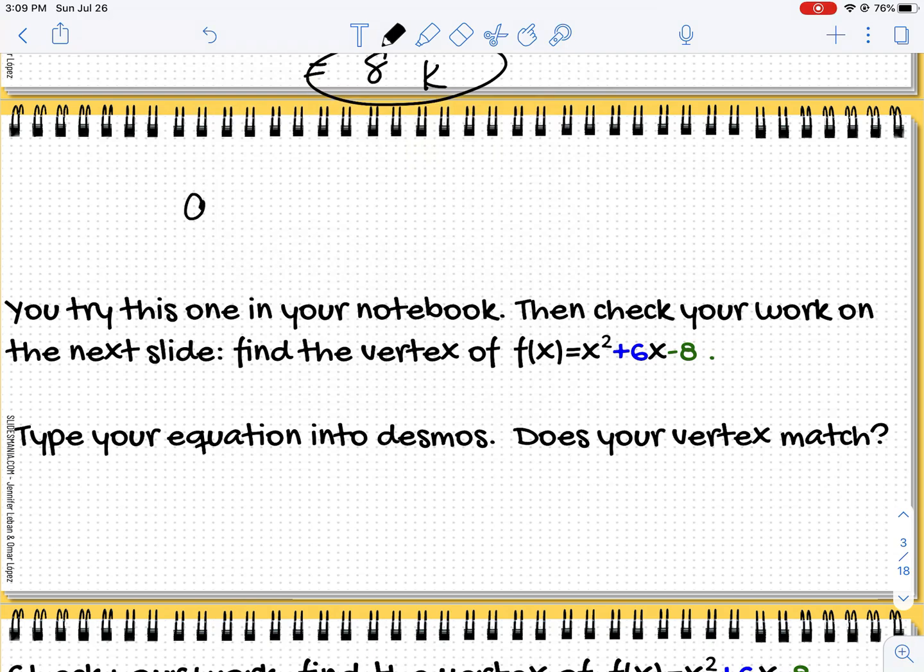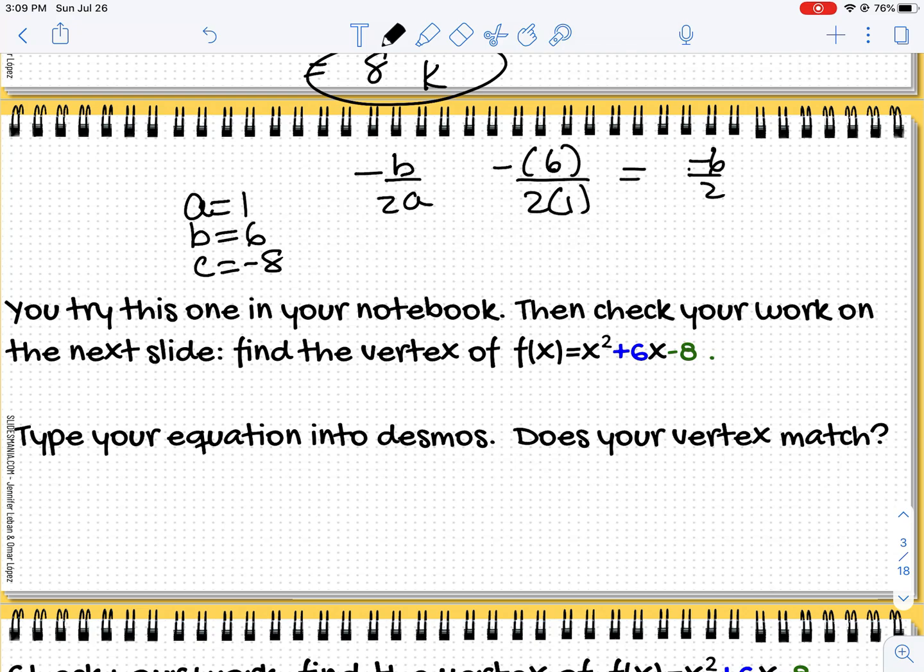Okay, so on this one you should have gotten that a is 1, b is 6, and c is negative 8. So to find the vertex, I'm going to do negative b over 2a, so negative 6 over 2 times 1. That will be negative 6 over 2, which makes negative 3. To get the y coordinate, now I'm going to do f of negative 3. So everywhere there's an x, I'm substituting in that negative 3.